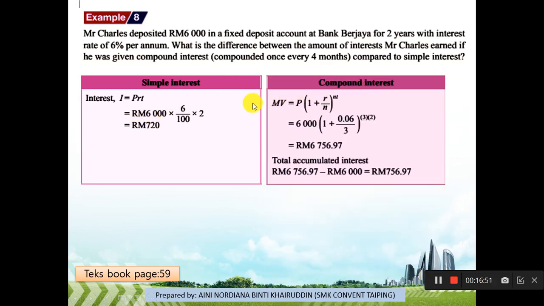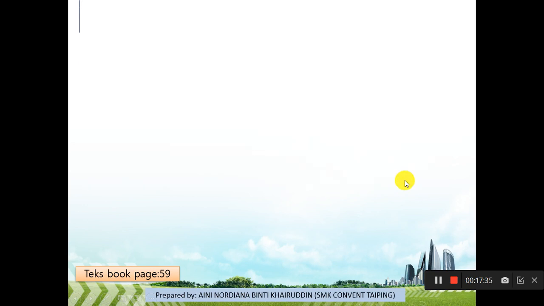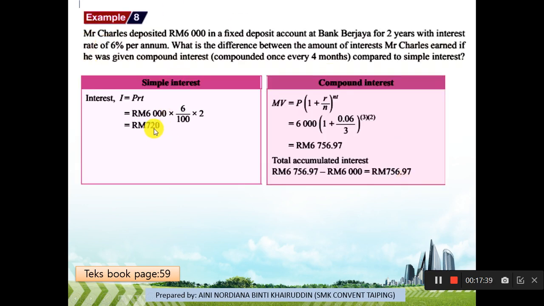With compound interest, we use this formula. The N is 3 because compounded once every 4 months. So 12 divided by 4 equals 3. So this is the total saving. So total saving is the principal plus the interest. If we want to get the interest only, we just minus the total saving with the principal. So this is the amount of interest. So as you can see, for simple interest, the interest is lower than compound interest.